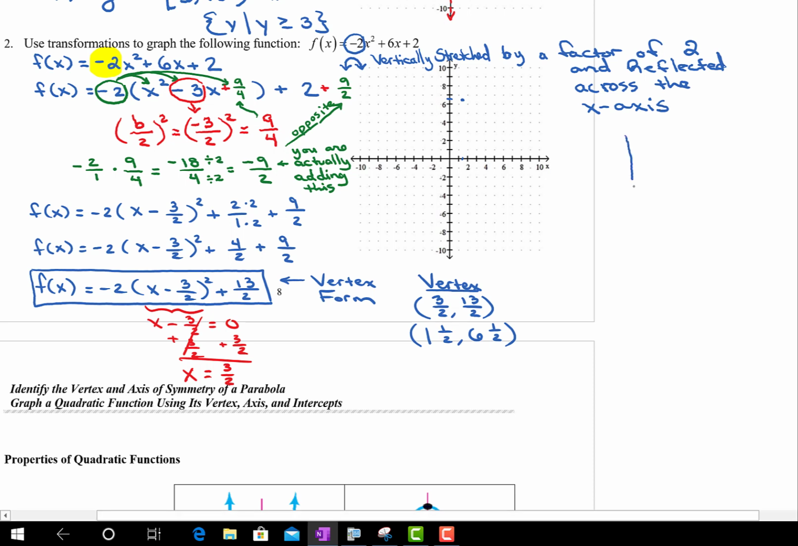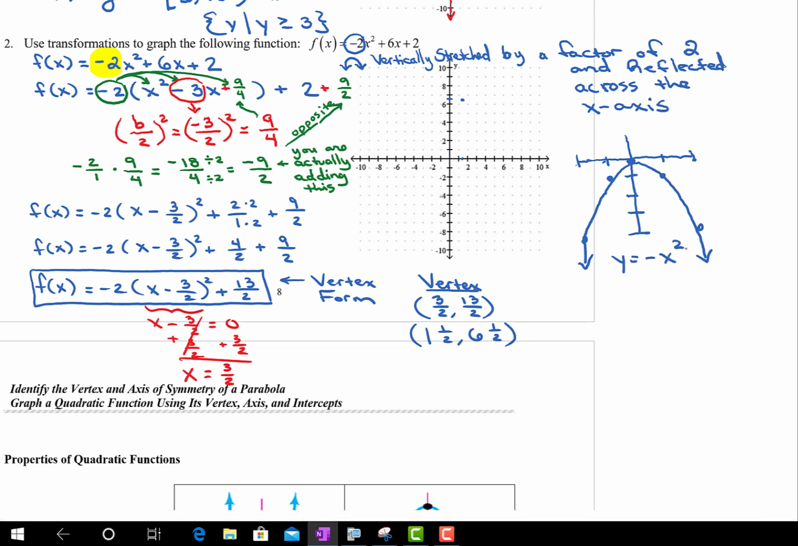Okay, so now we're ready to go ahead. What I'm going to do here is draw just a quick sketch of the parent graph, but I'm going to do the parent graph that opens downward. So this is like me graphing y equal to -x squared. Normally we go over 1, down 1, over 2, down 4. Because I'm going to have to vertically stretch this parabola by a factor of 2, I'm going to multiply all the y values by 2.